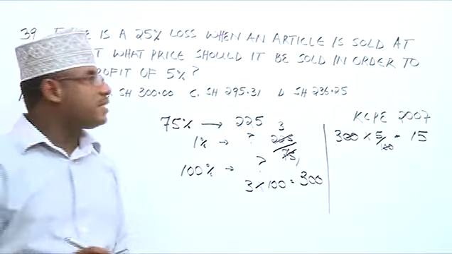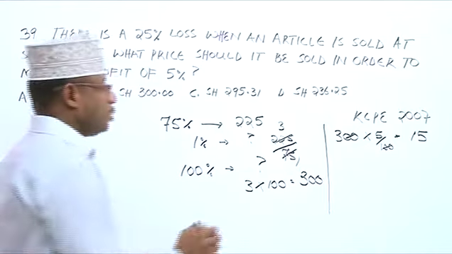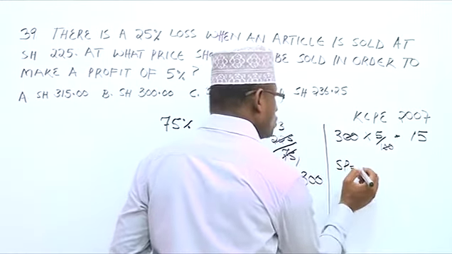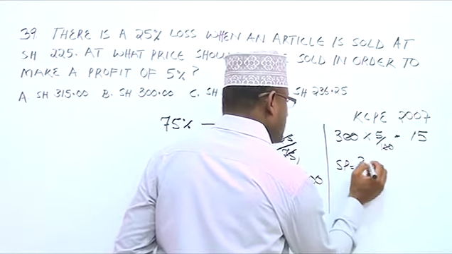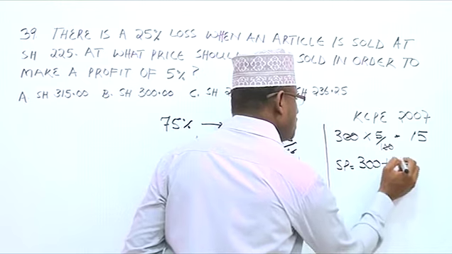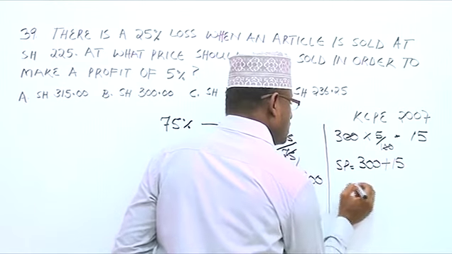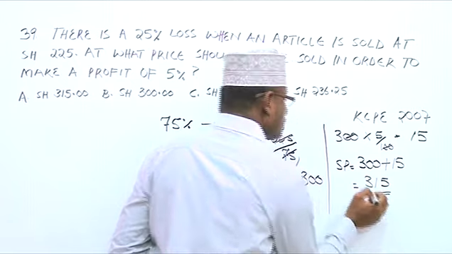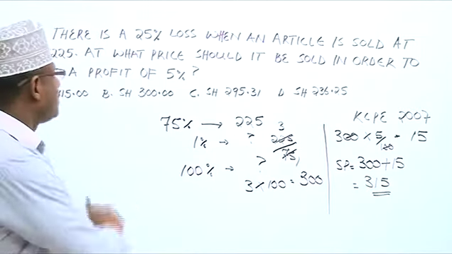So what is the selling price now? The new selling price will be equal to the buying price 300 plus 15 shillings profit. And the answer is 315 shillings.